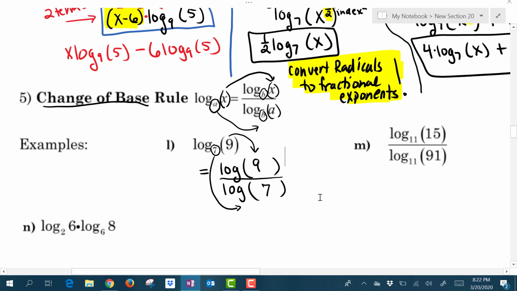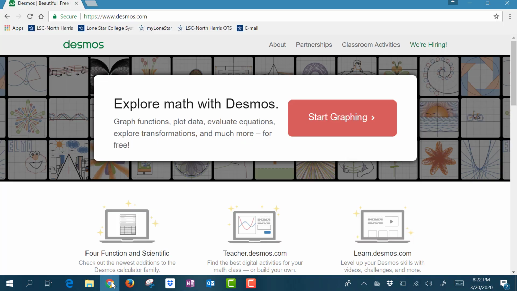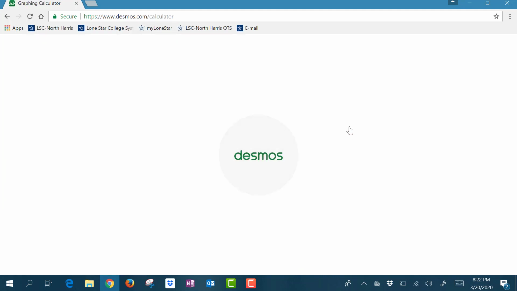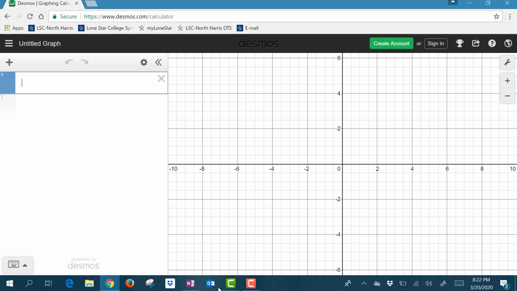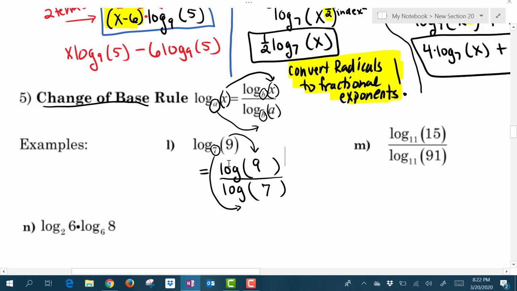If you had a standard calculator now, you could actually put this into your calculator and figure out approximately what that was. I want to show you how to do this using Desmos if you don't have a graphing calculator at home. So I'm going to pull up a website called desmos.com. This will allow you to do almost everything that a graphing calculator would do. I would recommend that you do that as well, and you would be allowed to use that for an exam. I'm going to click Start Graphing, and I'm going to recall what we were looking at: log base 10 of 9 divided by log base 10 of 7.